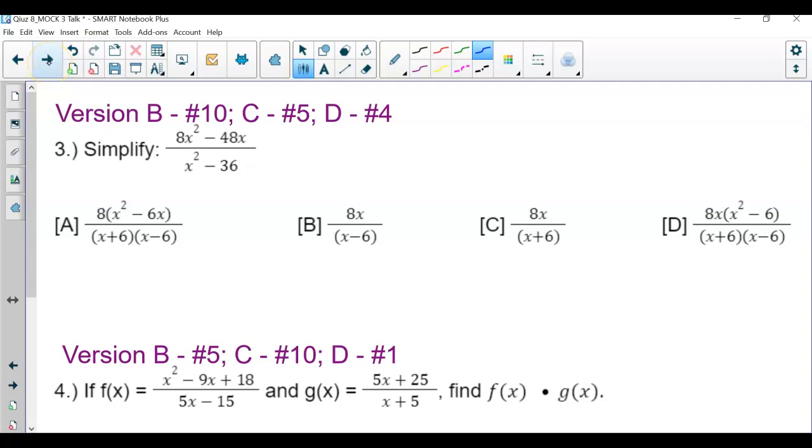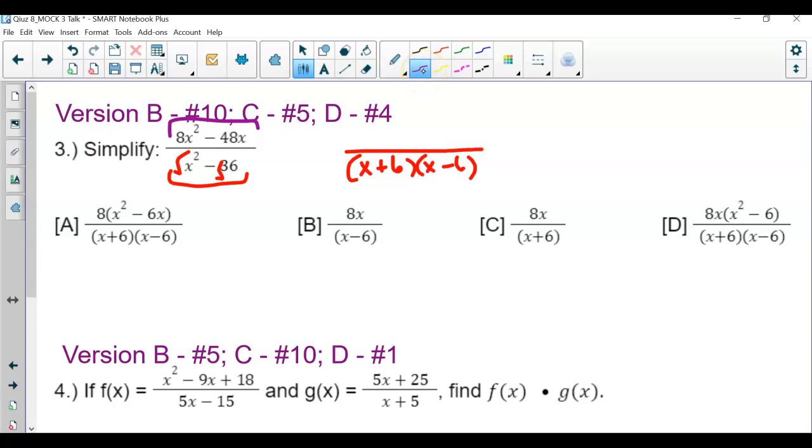Question number 3, so look for this one on your version. And this is just simplifying. So I'm going to focus on the numerator. I see I have 2 terms here, right? Usually there are 2 terms like a difference of 2 perfect squares, but this is not a difference of 2 perfect squares. Actually, you know what? I'm going to go to the denominator. See how the denominator is the difference of 2 perfect squares, because I can take the square root of both of those values. So in factored form, the denominator is x plus 6 times x minus 6. That is, again, the difference of 2 perfect squares.